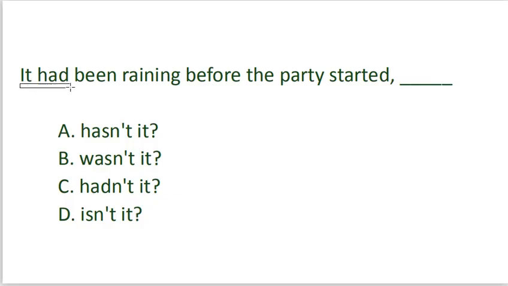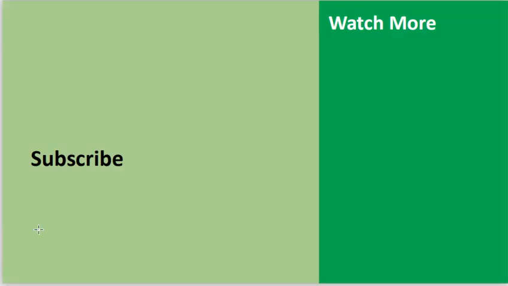So the sentence is, it had been raining. Now, do not focus on the whole of the sentence. Just focus on the subject of the sentence and the auxiliary verb. It had. This is positive. Then change it to negative. It hadn't. Then change it to question form. Hadn't it? That is option C. It had been raining before the party started, hadn't it? Option C.